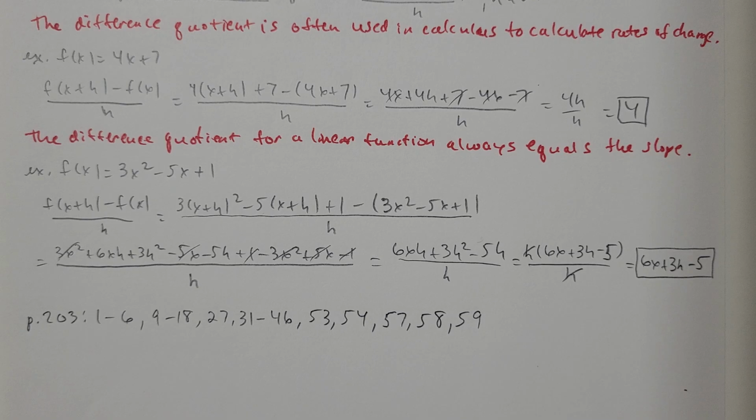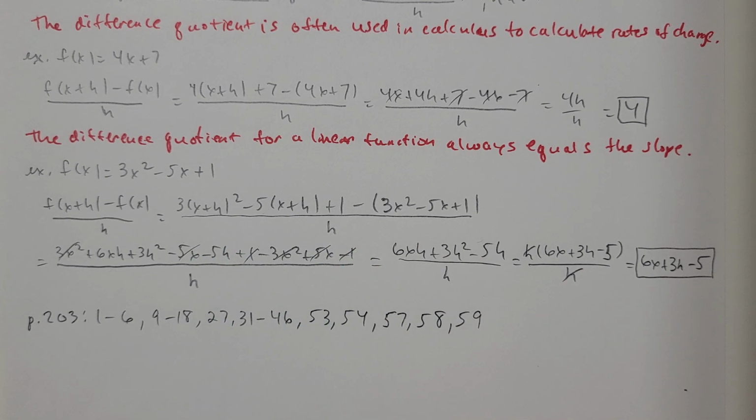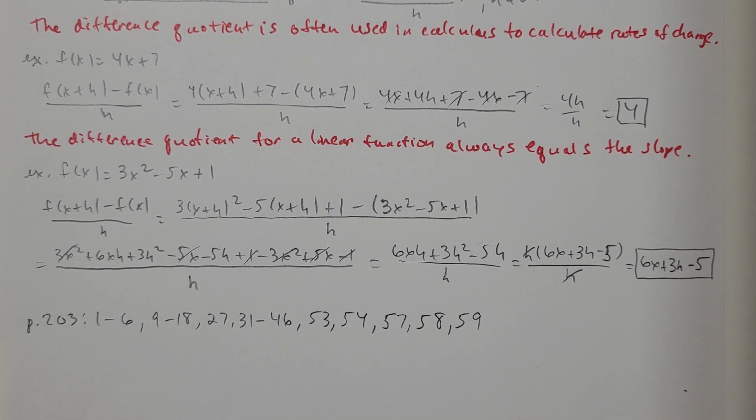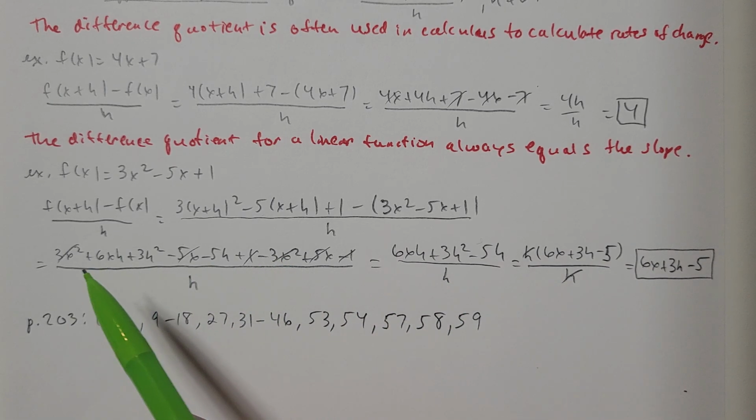Okay, and I'll have some things canceling here. So here's 3x squared minus 3x squared, those are gone. Negative 5x plus 5x, those are gone. And 1 minus 1, those are gone. And that's going to leave me with terms only involving h up top. By the way, whenever I have a polynomial and I find the difference quotient, I'll always have some things canceling up top. That will always happen. And the terms that will remain are going to be all the terms that involve h. Anything not involving h is going to go away.